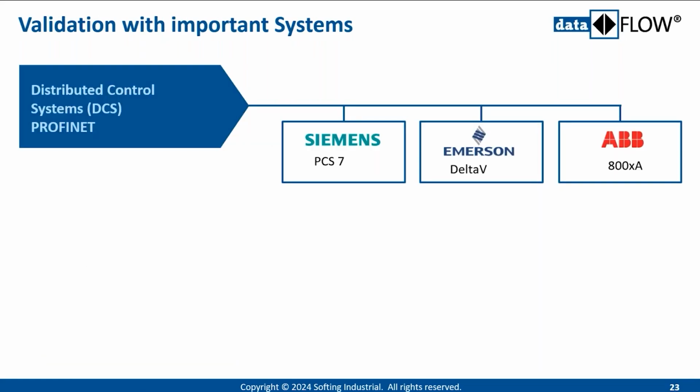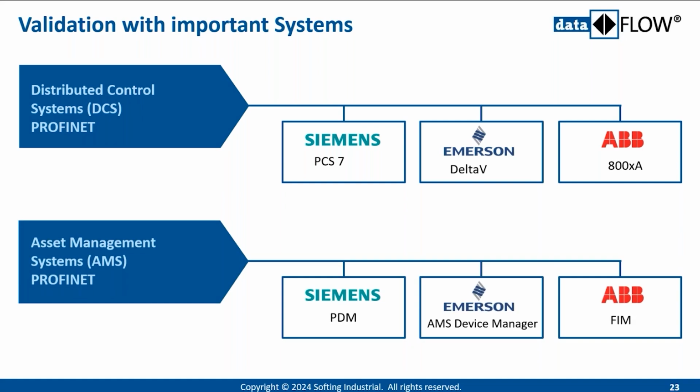What's also very important for the whole ecosystem is that you have to validate it with the most important systems. On a DCS level, we have Siemens, Emerson, ABB, and we do our testing and also the stress testing with that. That's on the DCS side and under Profinet, but also on the asset management system side, because we also have technology to give this data directly to the asset management system. So we also want to support this, of course. For example, PDM, the AMS device manager from Emerson, ABB FIM, and we are working on some others as well. But these are probably the main ones. From a control perspective, Siemens, Emerson, ABB, and from an AMS perspective, also the same three.